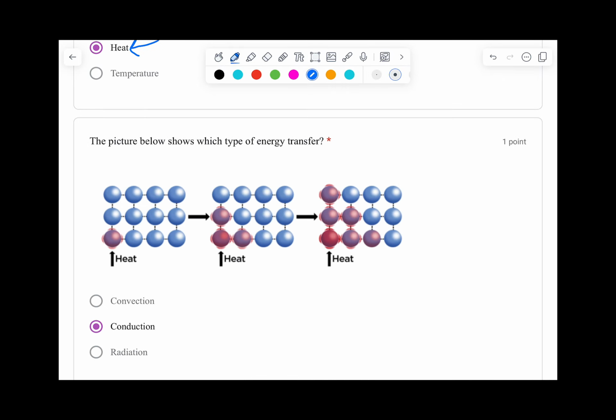The picture below shows which type of energy transfer. Well, again, you guys, the three types of energy transfer are convection, conduction, and radiation. Convection is when we are dealing with heated fluids that carry energy with them. Radiation, we are dealing with electromagnetic waves that carry energy. And conduction is where we have direct contact. And that's what you see with these particles here.